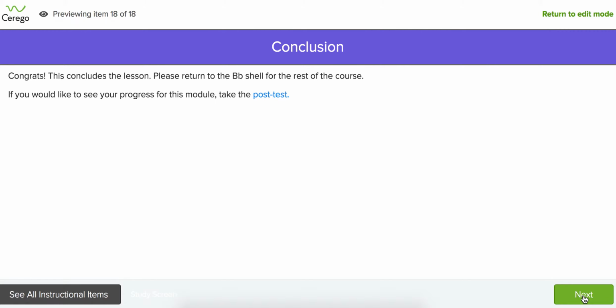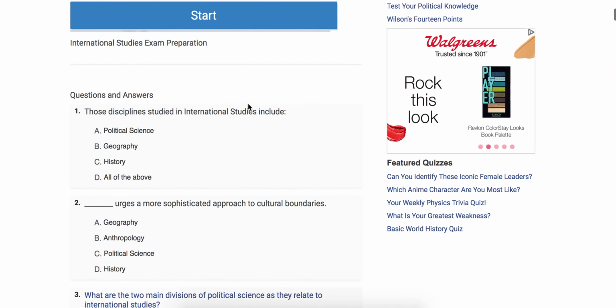And then once they've completed this, they can retake the post-test, which was the same as the pre-test, and they can see how they've improved.